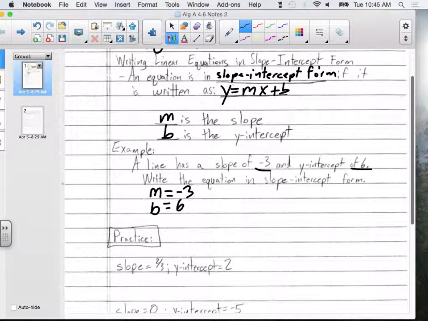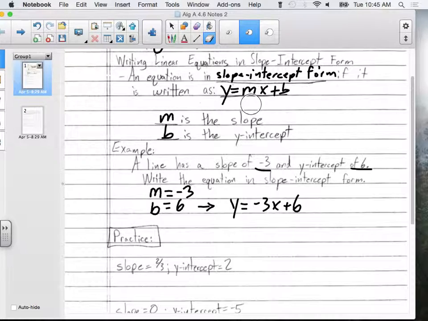So now we identified our m, we identified our b. Now it tells us that we have to write the equation in slope-intercept form. So y equals mx plus b. We have our two variables identified. That's our general form for slope-intercept form. So we just substitute in our values. -3 goes where m should be, and then 6 goes where b should be. So y equals -3x plus 6. Okay.